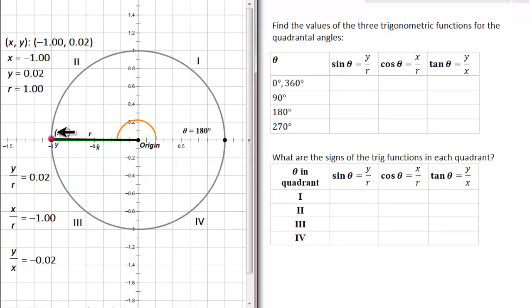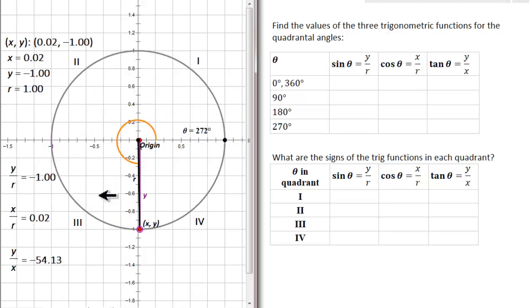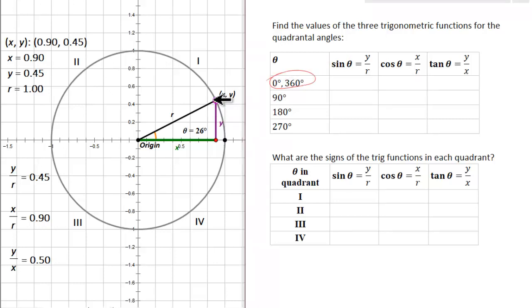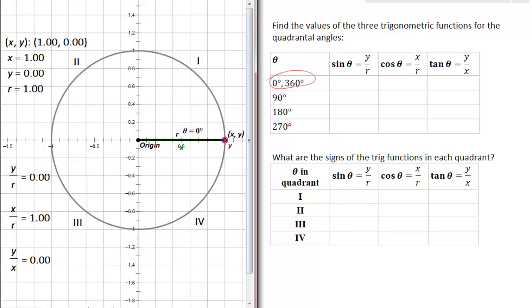Now let's consider, rather than being somewhere random here, the quadrantal angles. So at 0, at 90, at 180, at 270, what happens there? Let's consider the y, the x, and the r at those places, and let's fill this in. So we've got, let's say, at 0 or 360. What happens there? Well, your x is 1, your y is 0, and your radius is still 1.